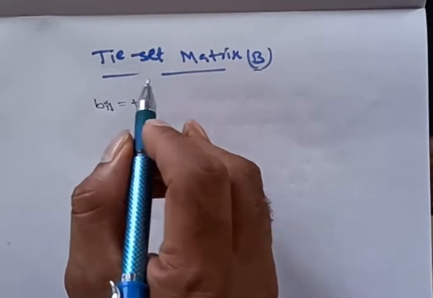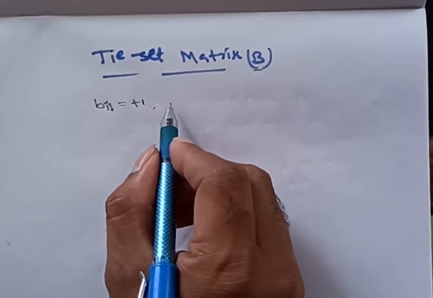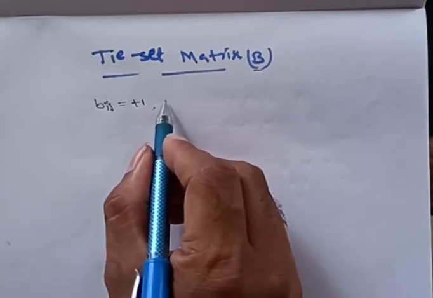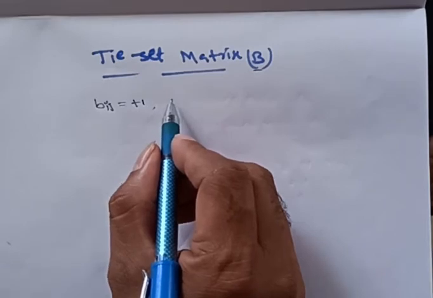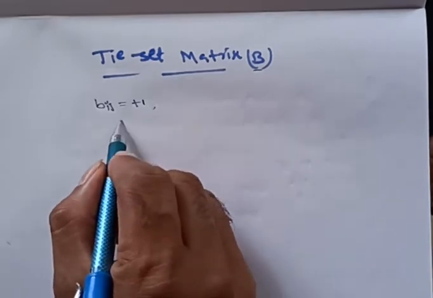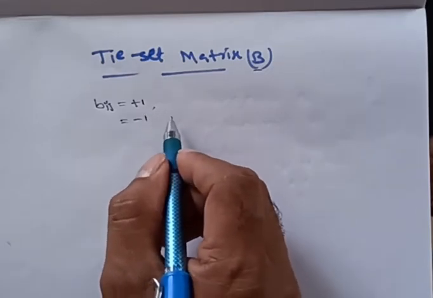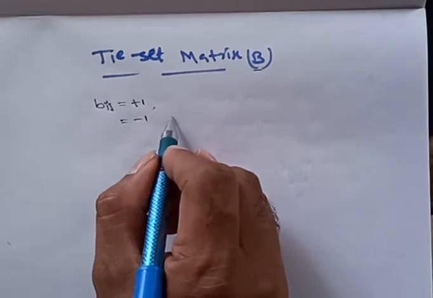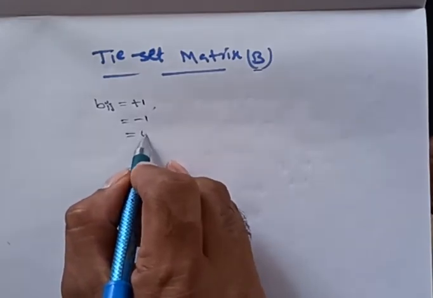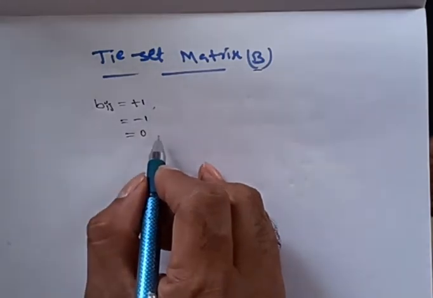Bij is +1 if the jth branch in the given graph is in the ith loop and the orientation coincides with the loop. Bij equals -1 if the jth branch is in the ith loop but the orientation does not coincide, and it is 0 if the jth branch is not in the ith loop at all.